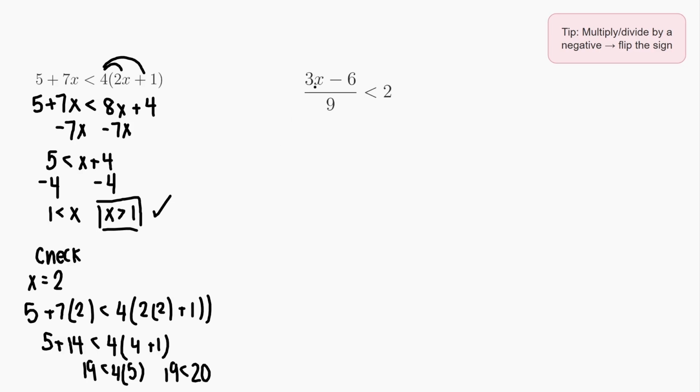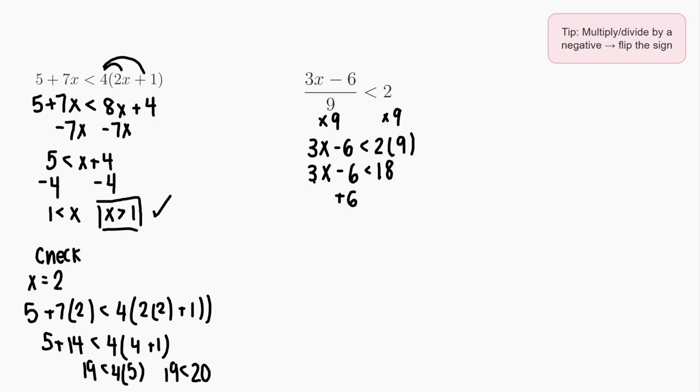We have 3x minus 6 divided by 9 is less than 2. As you can see, there's no distributing we need to do, so we can just instead start simplifying. So we can multiply both sides by 9 to get rid of this fraction. We're just going to multiply it by 9, multiply it by 9. We'll get 3x minus 6 is less than 2 times 9, which is 3x minus 6 is less than 18.